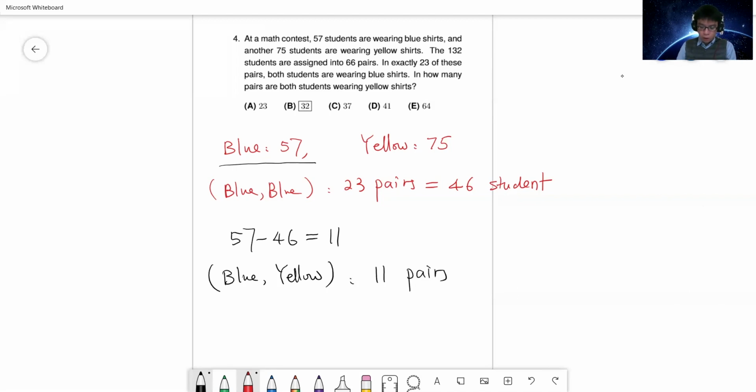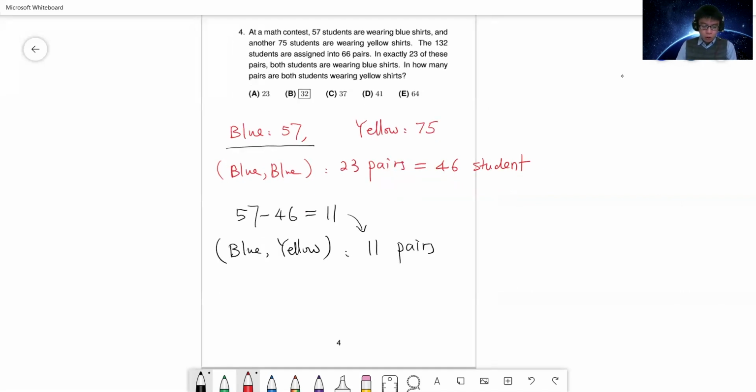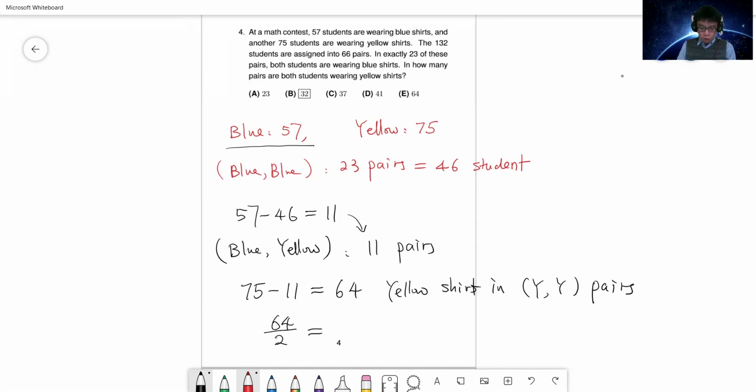That comes from here. So from here, we have 11 yellows. Totally, we have 75 yellows. So 75 minus 11 equals 64 yellow shirts in yellow pairs. So the number of yellow pairs is 64 divided by 2 equals 32 yellow pairs. So the answer here is 32.